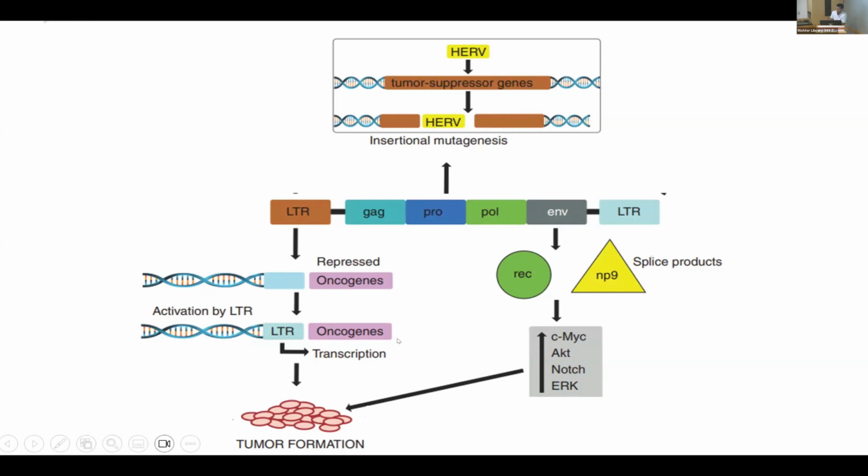And the last way is that these endogenous retroviruses, there is some evidence to suggest that they create proteins that are known to interact with oncogenic pathways and thus also cause stem-like features within tumors.